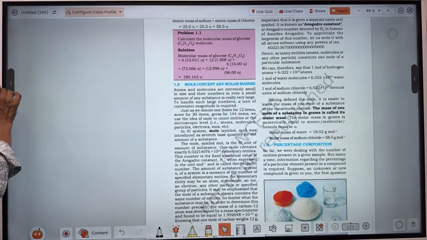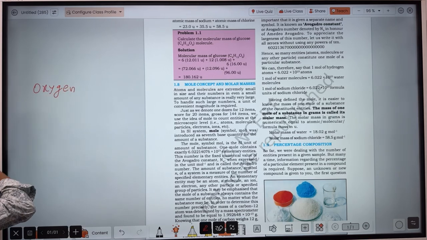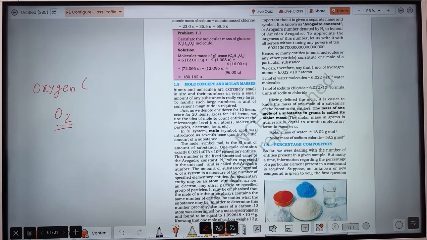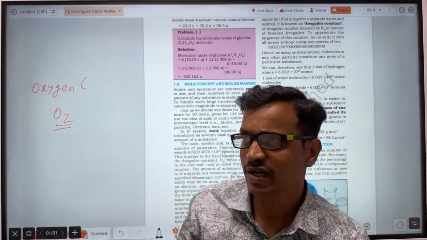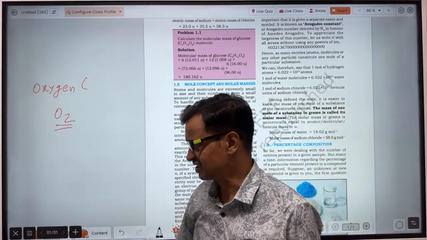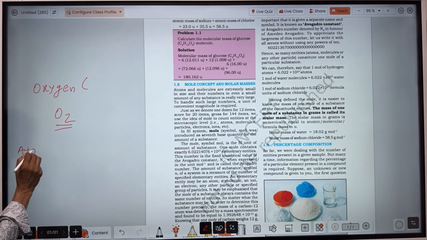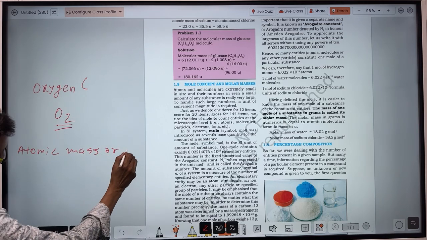Listen, in case of oxygen, one molecule of oxygen is composed of 2 atoms of oxygen. Keep in mind, guys, watch it very carefully. What I am saying here is that one molecule of oxygen is composed of 2 atoms of oxygen. So the atomic weight of oxygen, how much? Atomic mass or atomic weight.